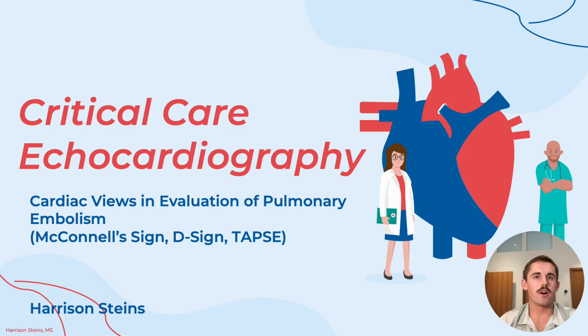But so far, we've looked at the heart in a couple different views: in parasternal long axis, parasternal short axis, and then an apical view, so apical 5, 4, and 2 chamber views. Today, we'll be combining some of these to get an overall evaluation of the heart during a suspected pulmonary embolism.